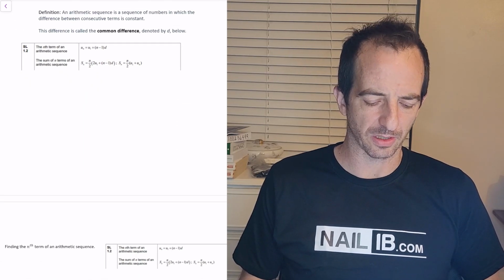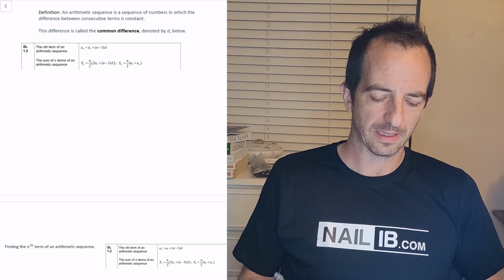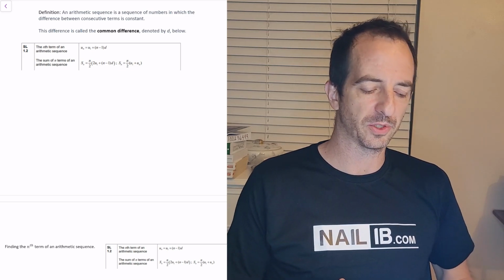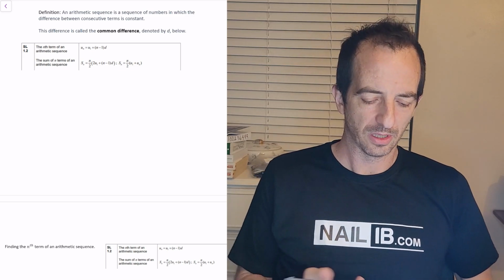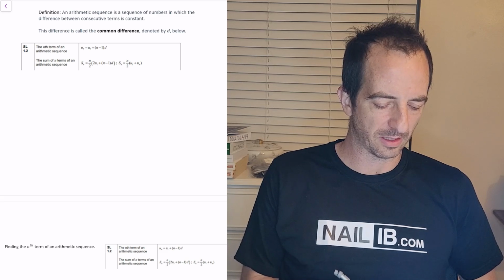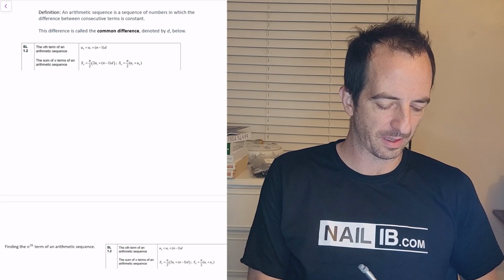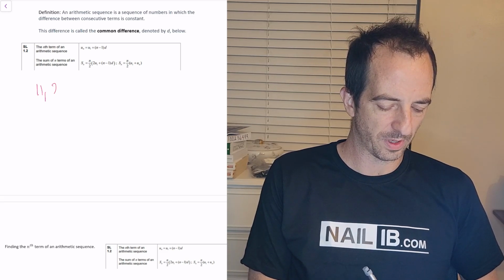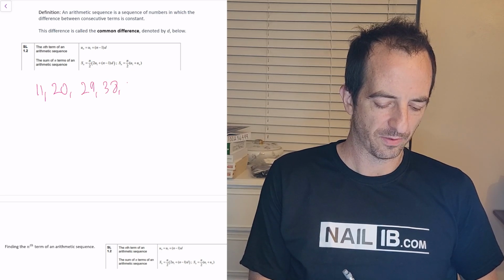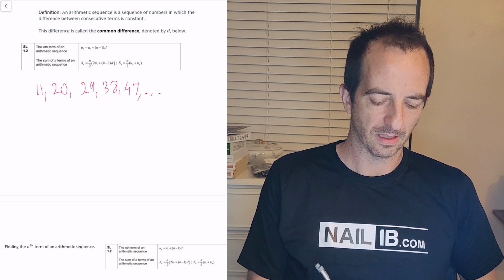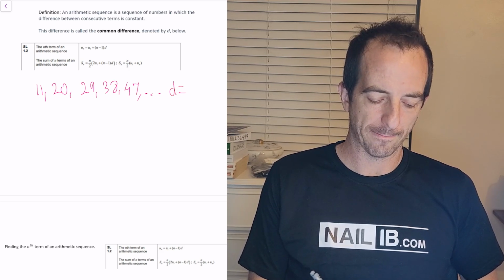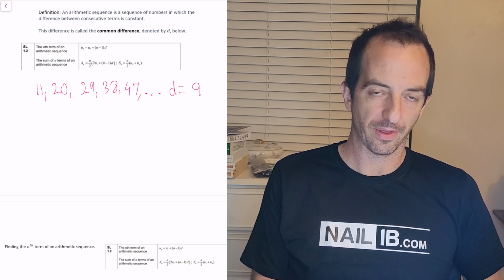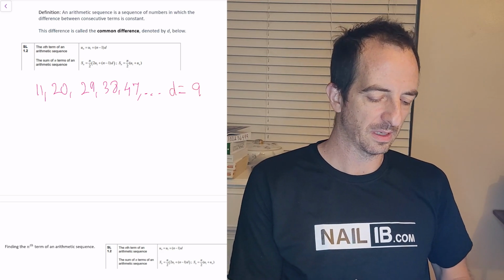First off, the definition. An arithmetic sequence is a sequence of numbers in which the difference between consecutive terms is a constant. This is a random sequence that I could create off the top of my head, maybe something such as 11, 20, 29, 38, 47. The common difference is, in this case, 9. Therefore, we have an arithmetic sequence.